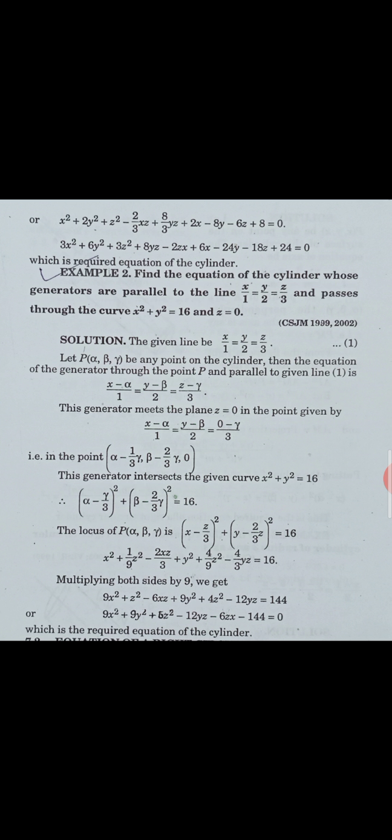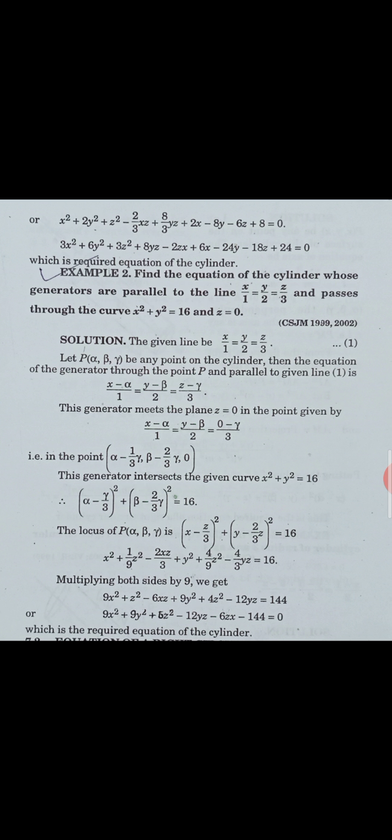This generator meets the plane z = 0 at a point, then (x − α)/1 = (y − β)/2 = (0 − γ)/3. The point is (α − γ/3, β − 2γ/3, 0). This generator intersects the given curve x² + y² = 16, so (α − γ/3)² + (β − 2γ/3)² = 16.